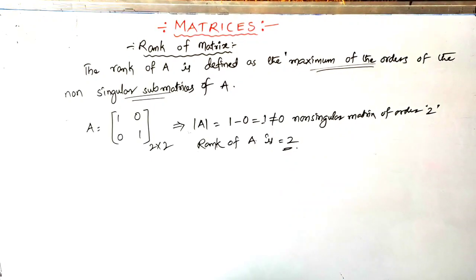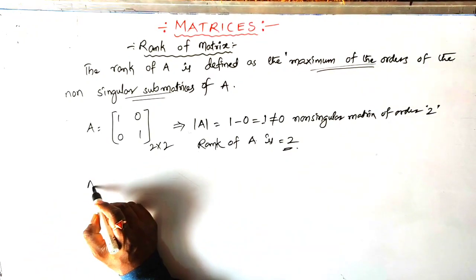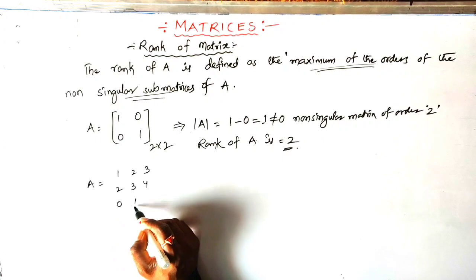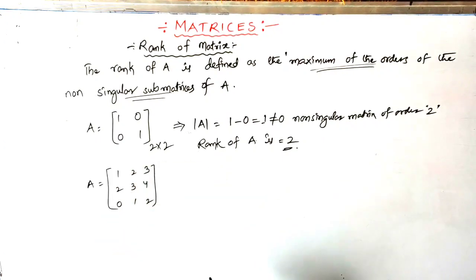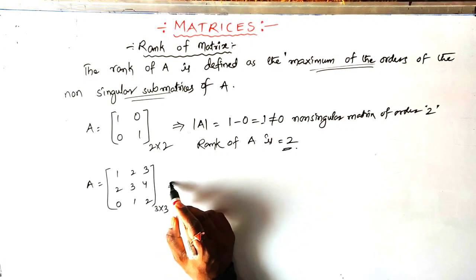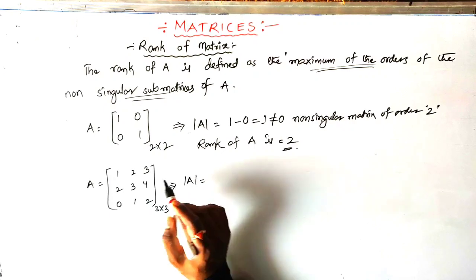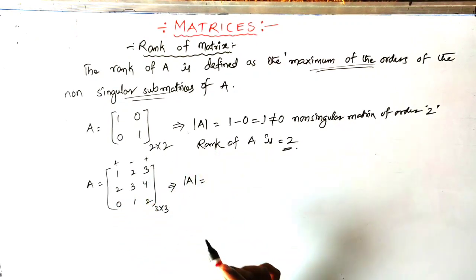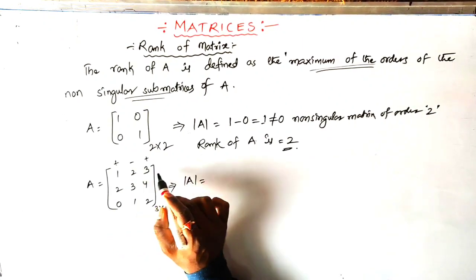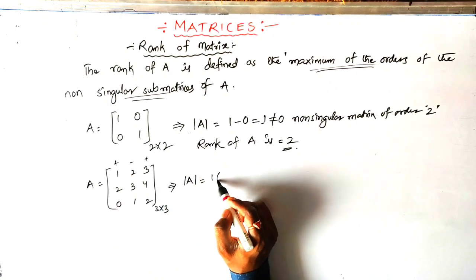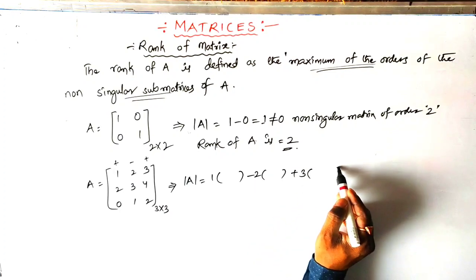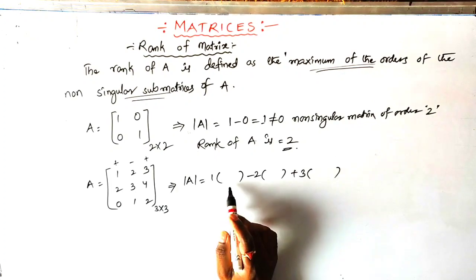Okay. One more example we take here. A equals 1 2 3, 2 3 4, 0 1 2. We find the determinant of this one. This is 3 rows and 3 columns. So det A equals, with signs plus minus plus, and we find it by the same method as usual. According to the first row, plus 1 of, minus 2 of, and plus 3 of. We can fill up the bracket values now.